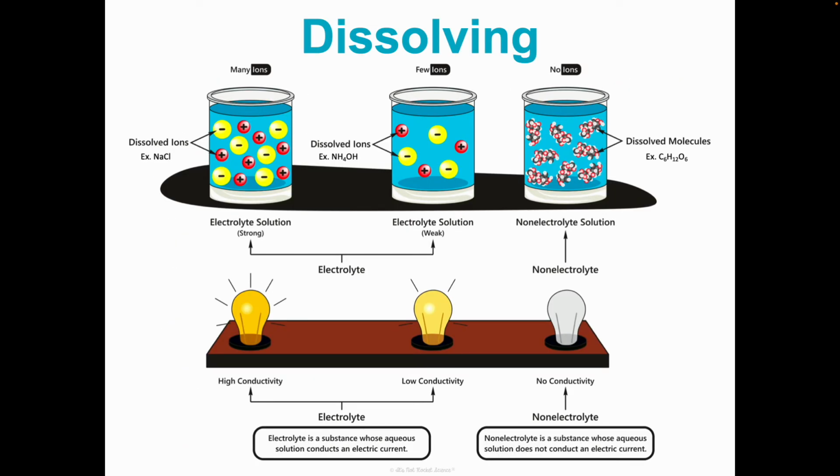Okay, so look at this picture. Consider an electrolyte solution that would be classified as strong. If you dissolve sodium chloride in water, it's going to completely dissociate into sodium and chloride ions, or hopefully almost entirely dissociate. So you're going to have a ton of ions. It's going to make a strong electrolyte solution, and it's going to have a high conductivity of electricity.